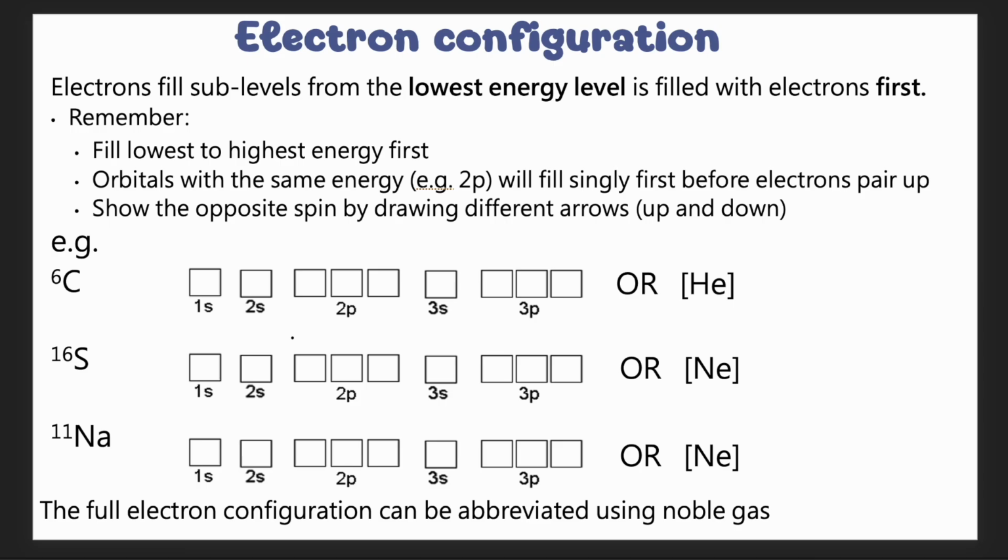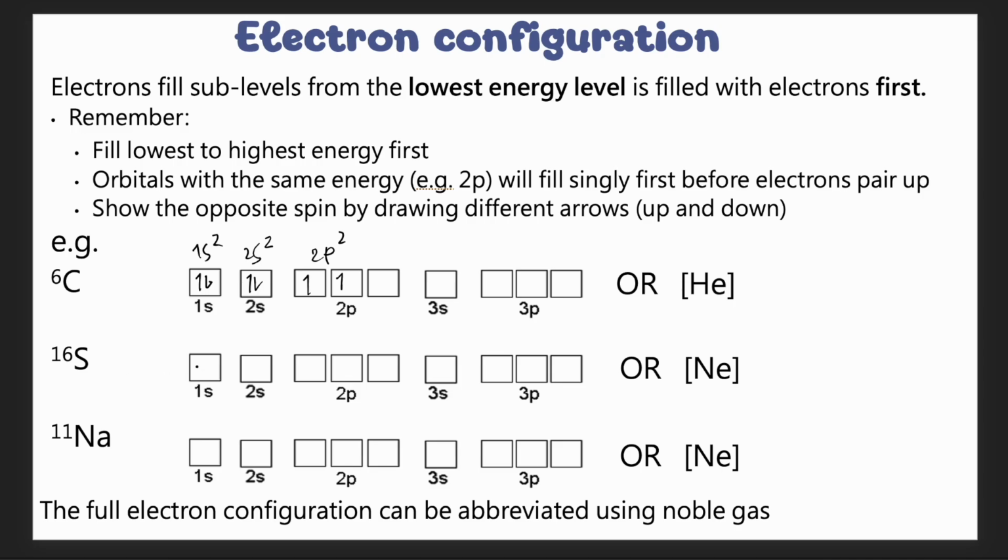Okay, now let's write the electron configuration of carbon. First, remember, always fill lowest to highest energy first. Orbitals with the same energy level will fill singly first before electrons pair up. This is what I said: you need to put one electron in each orbital first, and then pair them up, and show the opposite spin by drawing different arrows in up and down directions. Carbon with the electron number 6, so 1s2, and 2s2, so 4 electrons. Now we need 2 more, 1 here, 1 here, 2p2.